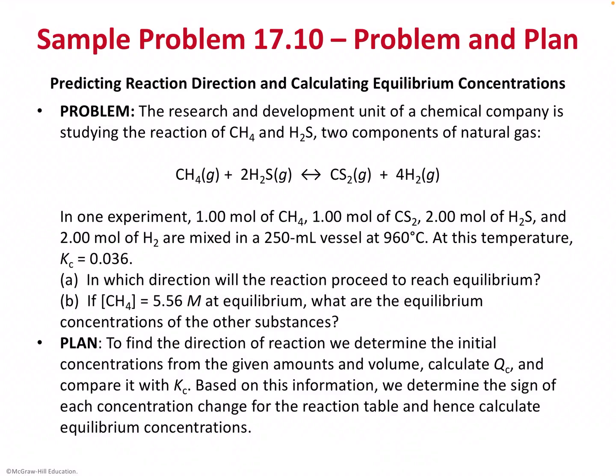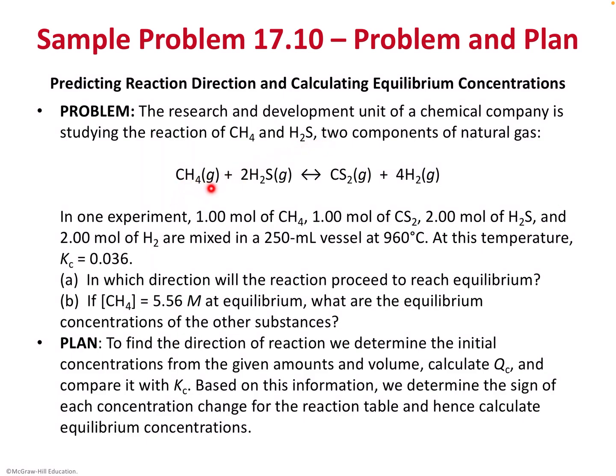Hi everyone. So we did a lot of calculations based on equilibrium constant, QC, KC, and also finding the equilibrium concentration. Here's another example. What we're going to learn here is to predict the reaction direction and calculate equilibrium concentrations. Okay. So the problem: the research and development unit of a chemical company is studying the reaction of methane and H2S, two components of natural gas.